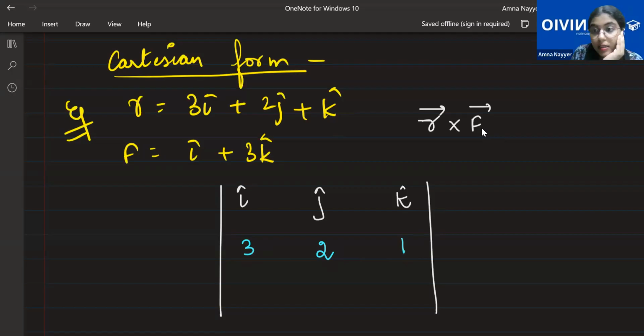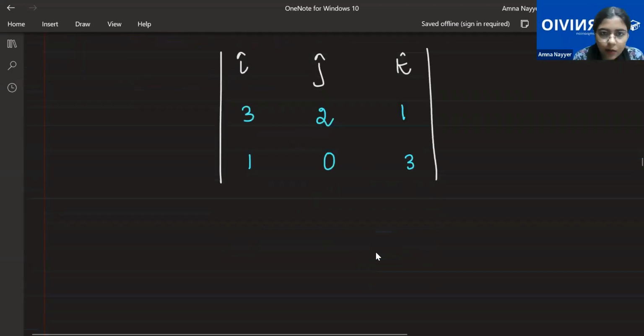Now, the next vector is force F. Let's look at its coefficients. I cap is 1. J cap is not given, so it is 0. K cap is 3. We have just listed the vectors. It's clear till here? Yes, ma'am.